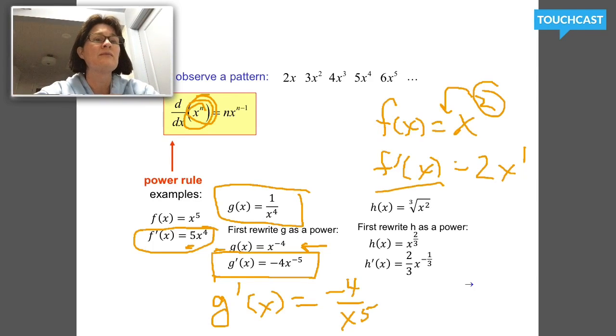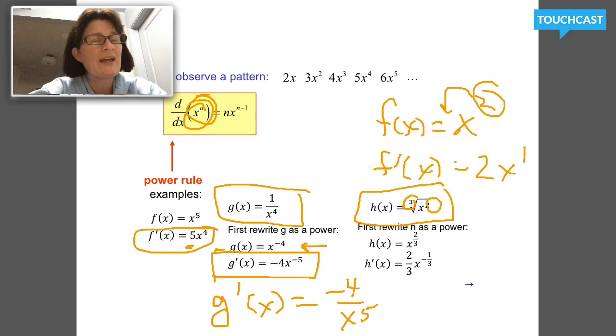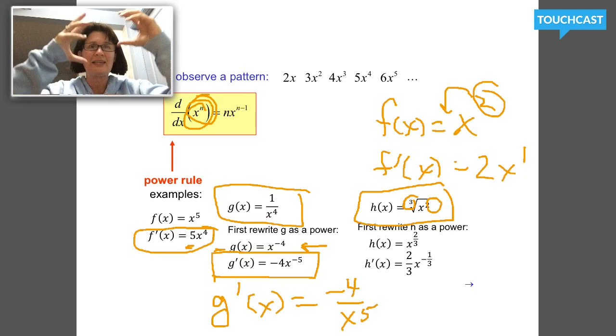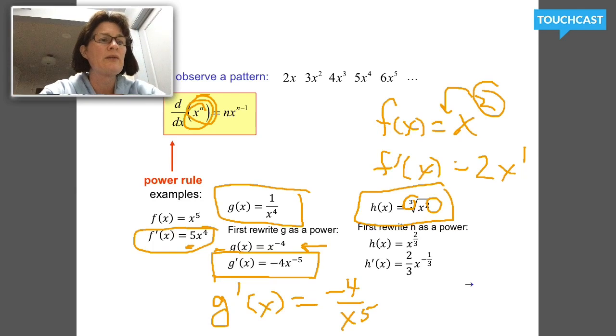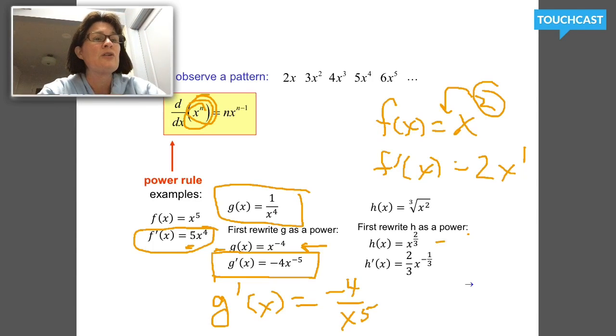Recall this notation. H of x is the cube root of x squared. I can rewrite radical expressions using fraction exponents. The index of my radical becomes the denominator of my fraction exponent. Any exponent I have inside there, any power that x is getting raised to, becomes my numerator in the fraction. And I can rewrite the cube root of x squared as x to the 2/3 power.